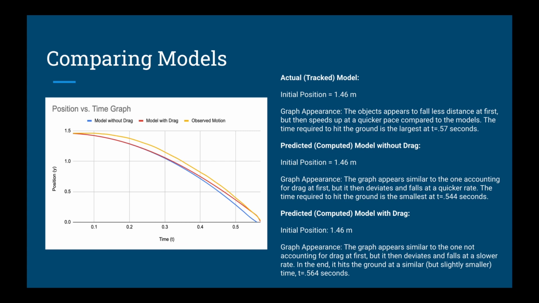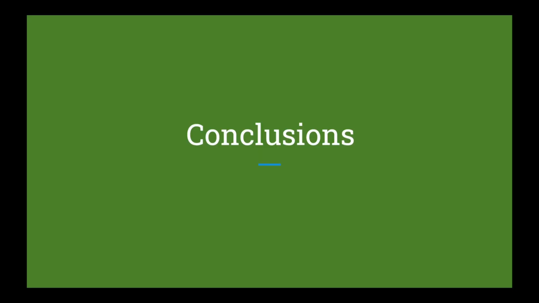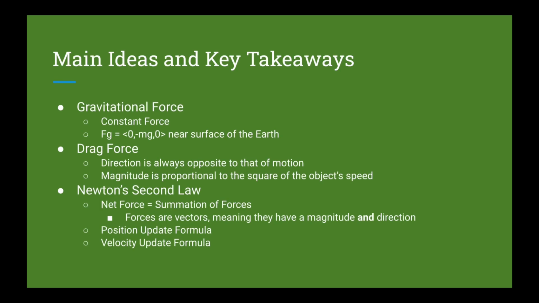Conclusions. The three principles in this lab included the gravitational force, drag force, and Newton's second law. Newton's second law states that net force equals the summation of forces, or the gravitational force and the drag force for a falling object. Gravitational force is constant, while drag force is proportional in magnitude to the square of the object's speed. From Newton's second law, we were able to derive the position and velocity update formulas.